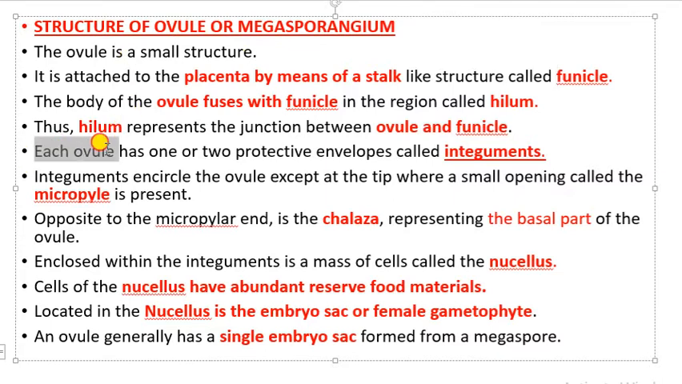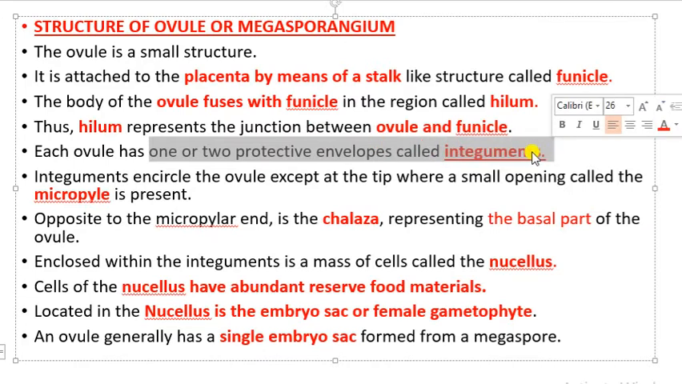Now each ovule has either one or two protective covers or envelopes which are known as integuments. So either the ovule would be covered with one integument or it would be covered by two integuments. In case of the anatropous ovule, it has two integuments, and that's why the anatropous ovule is a bitegmic structure. Because it has two integuments, it is also known as bitegmic.